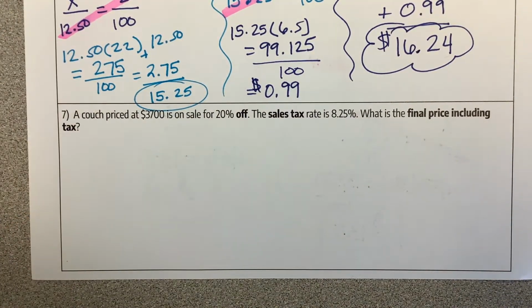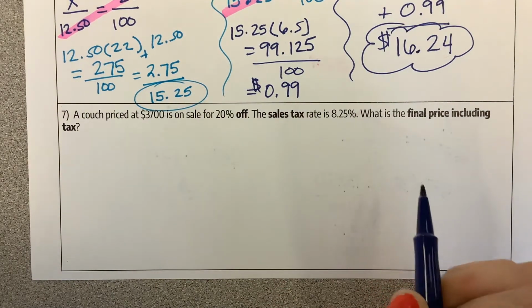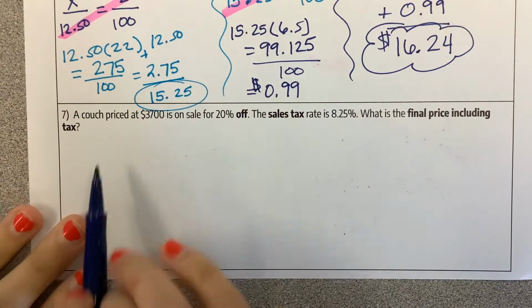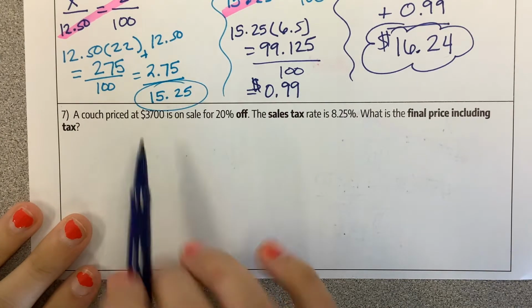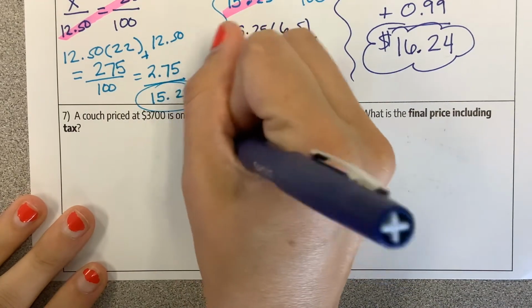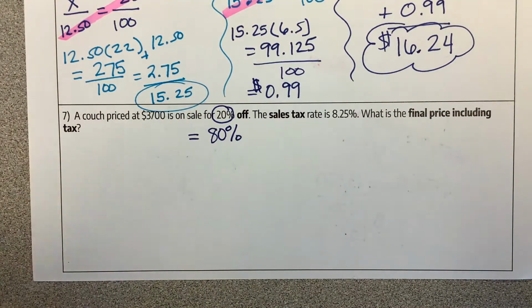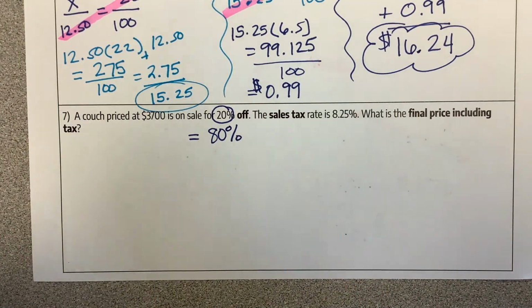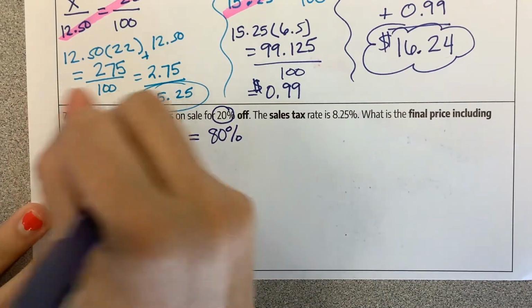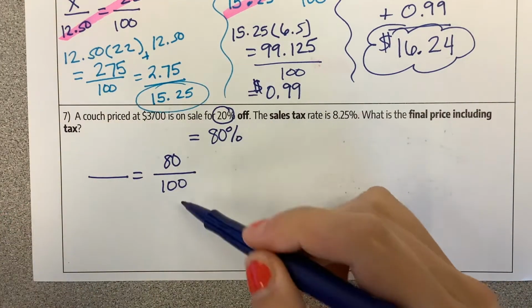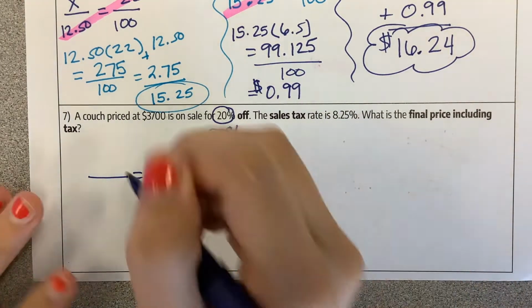A couch priced at $3,700 is on sale for 20% off. If the sales tax rate is 8.25%, what is the final price including tax? So I'm going to do this one other way. If the couch was $3,700 is 20% off, that means that the new price is 80% of the original. So I can do the same thing, setting up a proportion where I'm calculating our new price rather than calculating the discount. So I can set up a proportion still out of 100, but this time I'm saying what's 80% of 100 because that's going to tell me what our new price is.